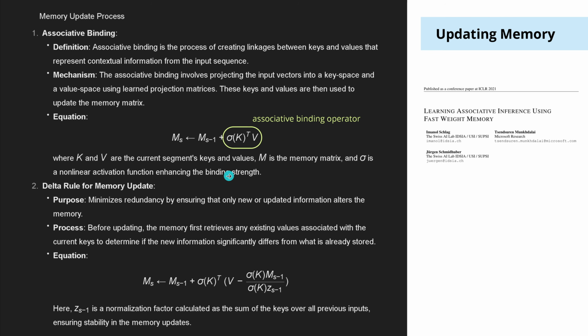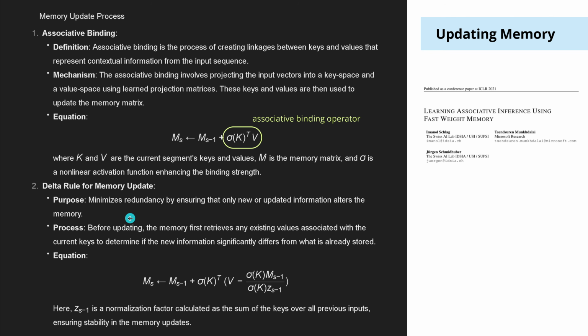And now the second part is the delta rule. And the same is true. The delta rule is not just something that happened, but it was discovered in years and years of working. So the purpose is to minimize the redundancy by ensuring that only new or updated information alters our memory matrix structure of key-value pairs.